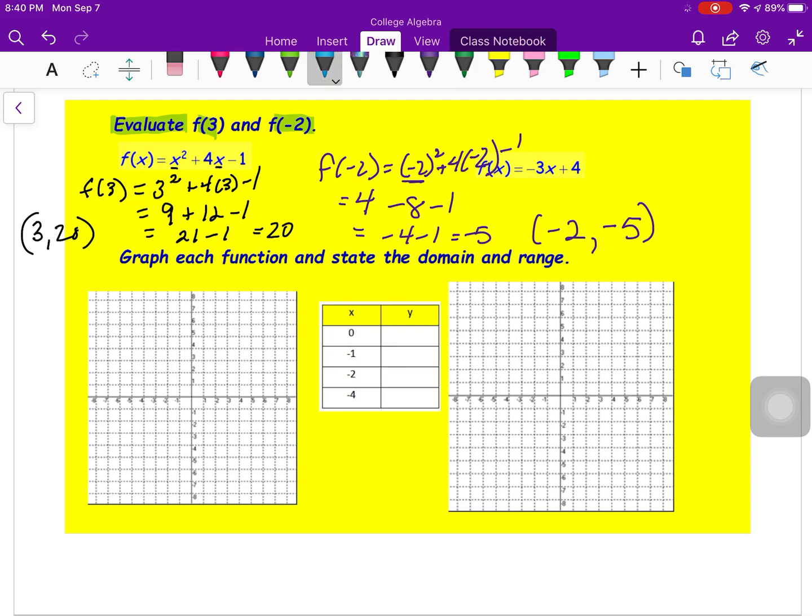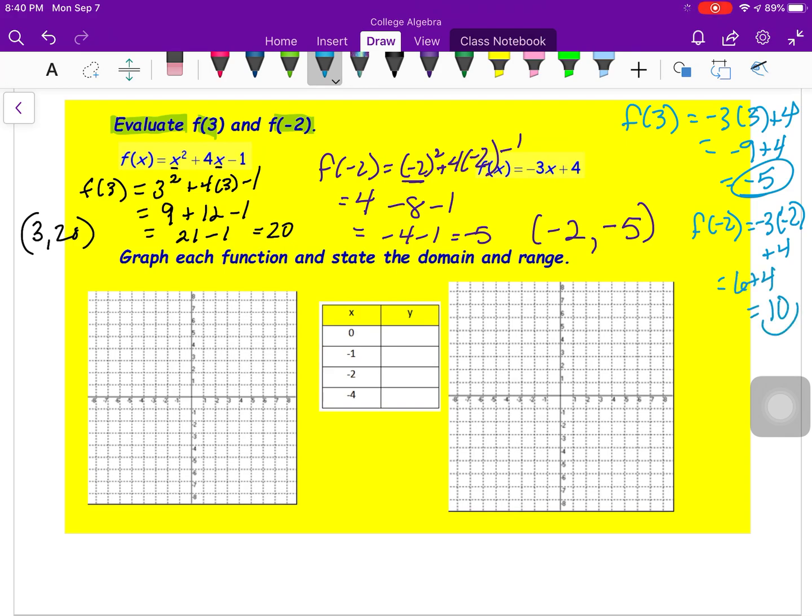In the next function, f of x equals negative 3x plus 4. Well, f of 3 would be negative 3 times 3 plus 4, negative 9 plus 4, negative 5. And then f of negative 2: negative 3 times negative 2 plus 4, 6 plus 4, 10.